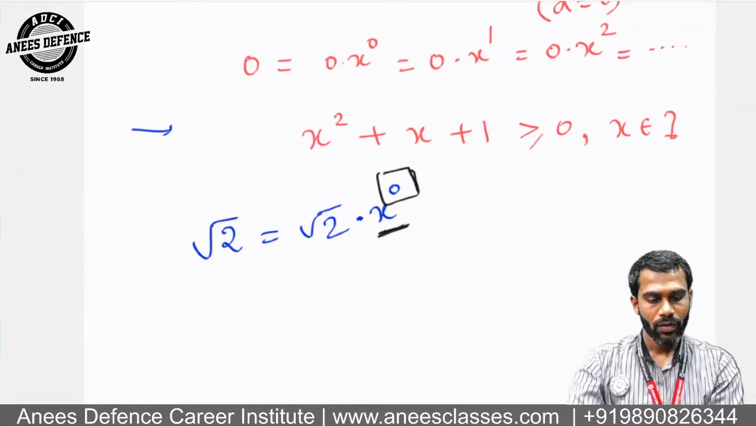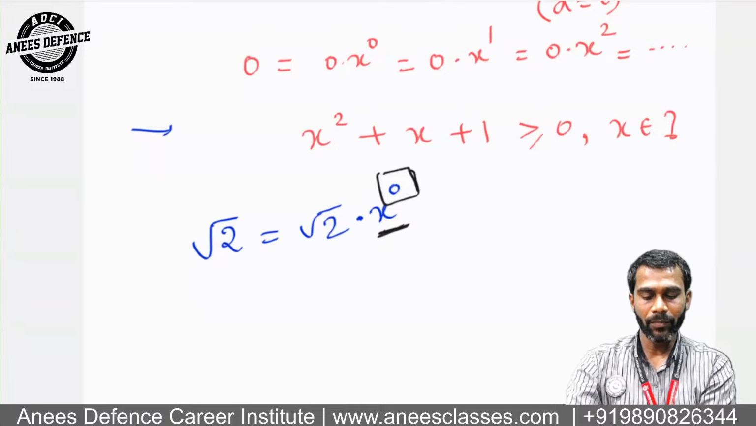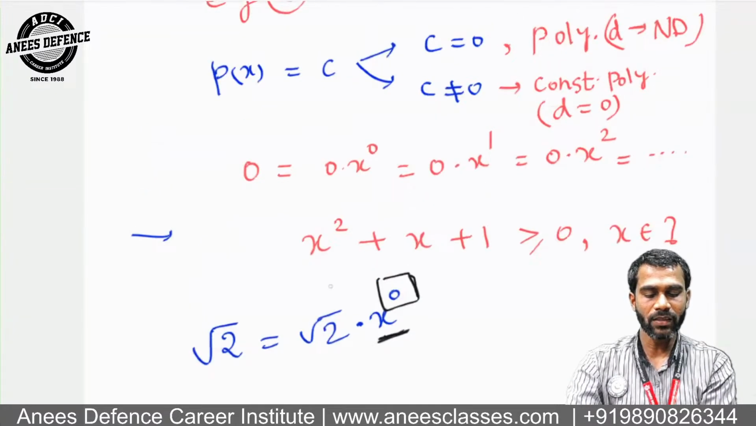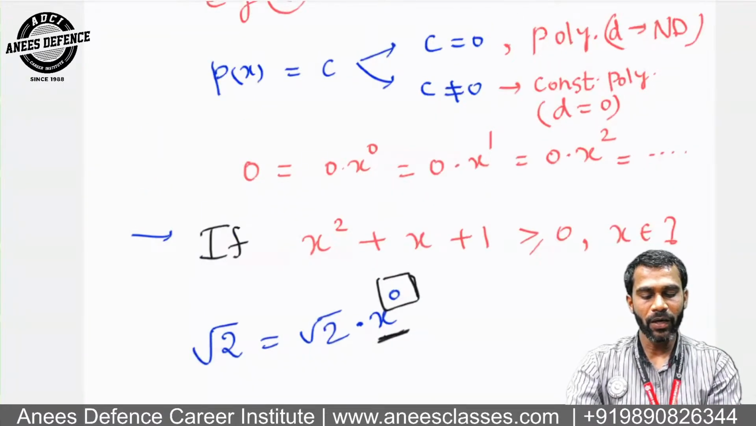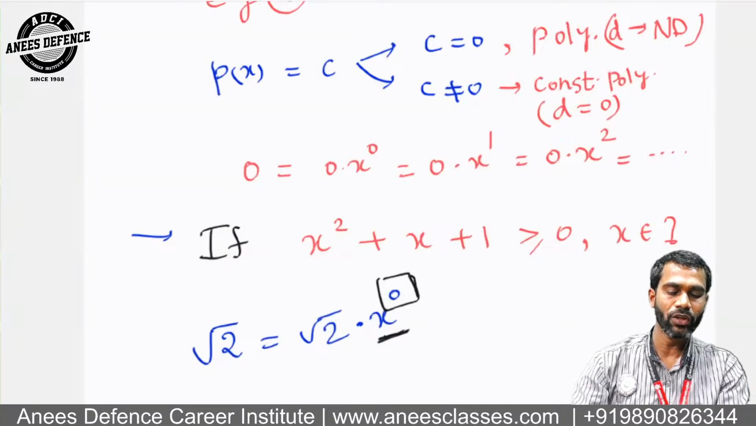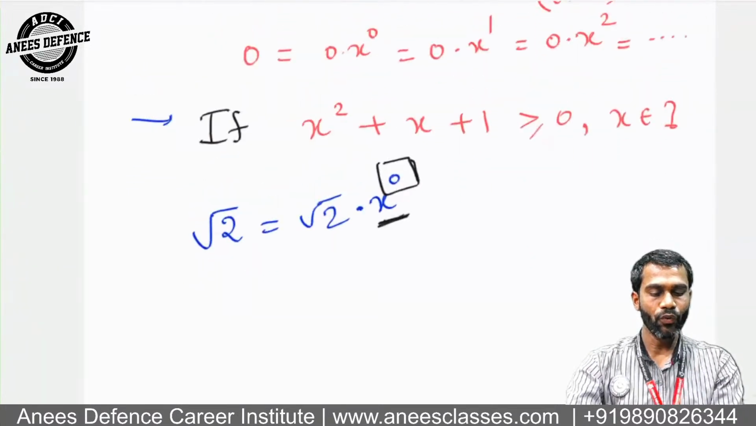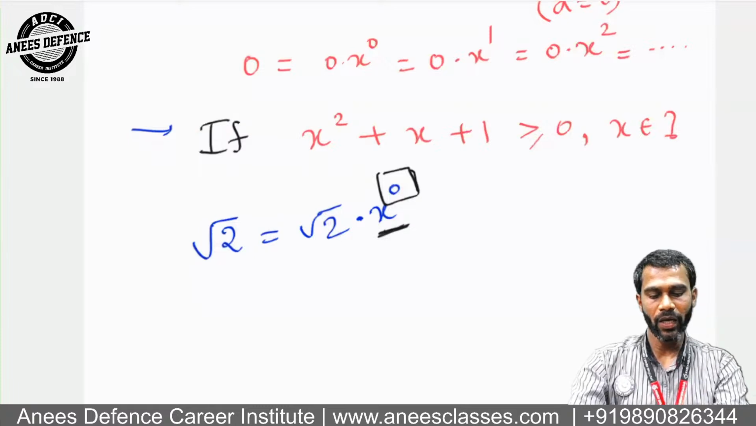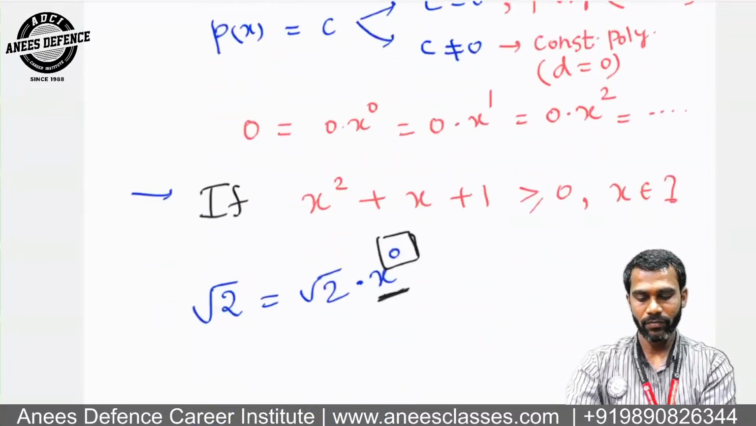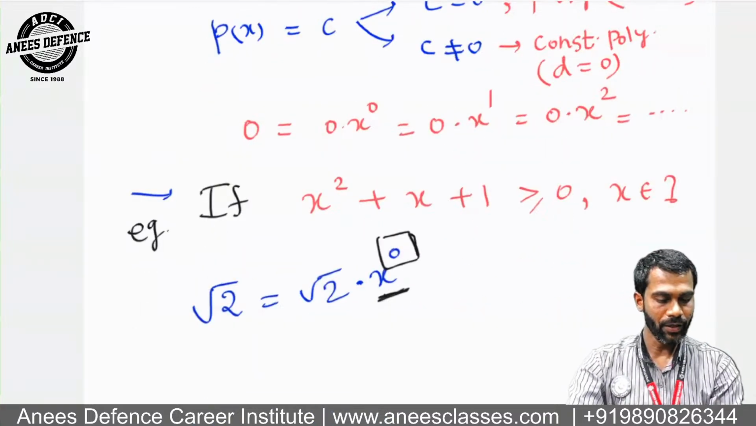Okay, very good. Now, could you just tell me, if x square plus x plus 1 is greater than or equal to 0, then what is x? I mean, what would be the range of x? What would be the interval in which x lies? So that is example number 7 for you. Could you just tell me?